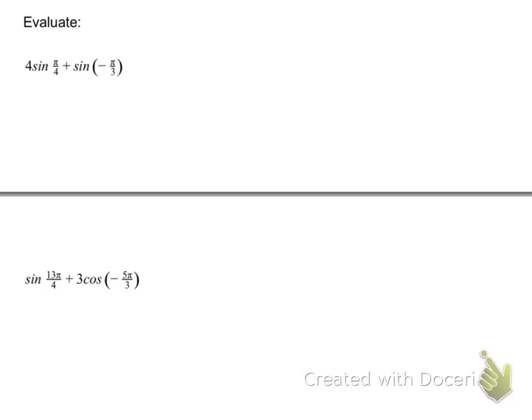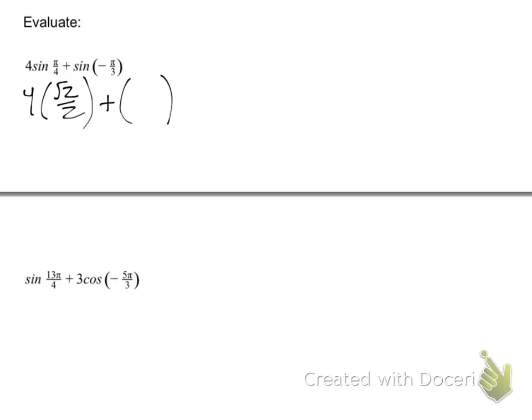Because I'm looking at this problem of 4 times sine of pi over 4 plus sine of a negative pi over 3. What's pi over 4 again? Where is pi over 4? How many degrees? It's 45. Hey, wait a minute. So at 45 degrees on your unit circle, what's the sine value? Square root of 2 over 2. So that means this is 4 times the square root of 2 over 2.